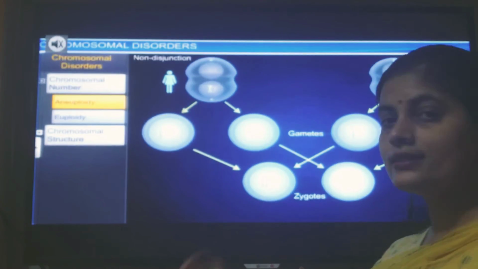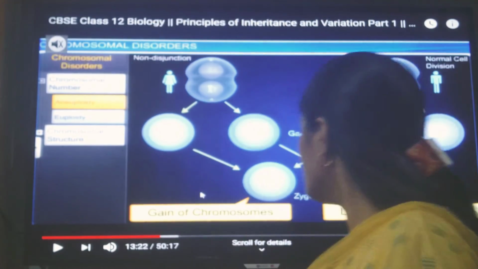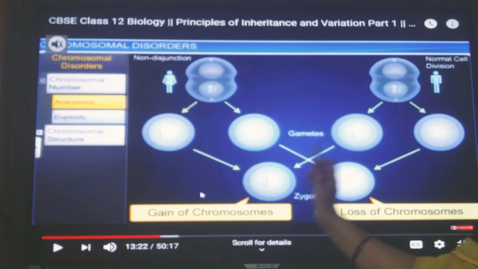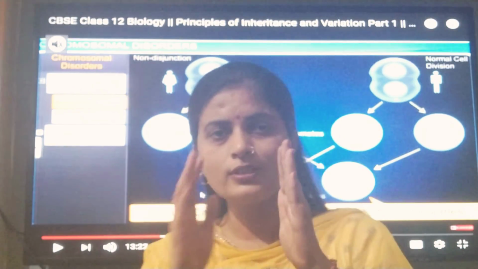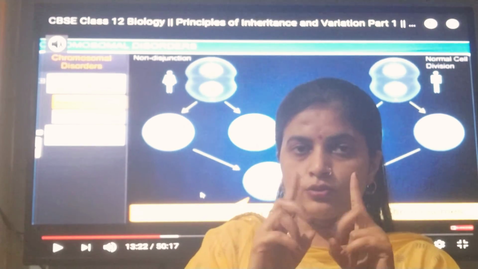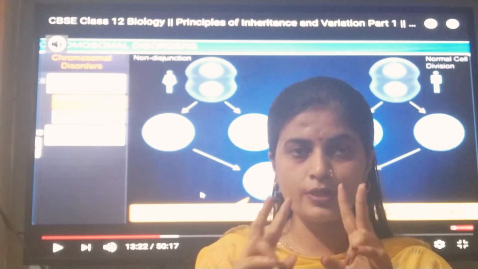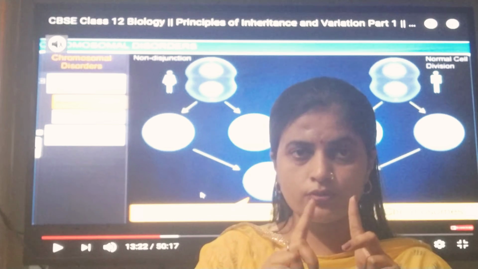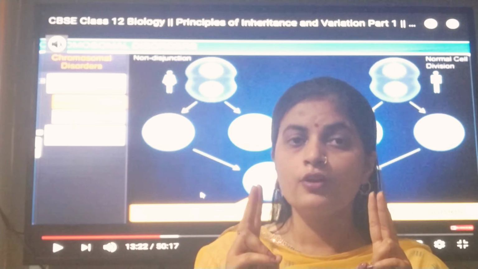What is aneuploidy? You can see here in this diagram. At the time of cell division, either a gain of an extra chromosome will occur or a loss of a chromosome will occur. How does gain or loss occur? Suppose one cell is there with two chromosomes. I am taking one pair. Two chromosomes are there, and with their pair it becomes 4. Now they have to separate at the time of meiosis.